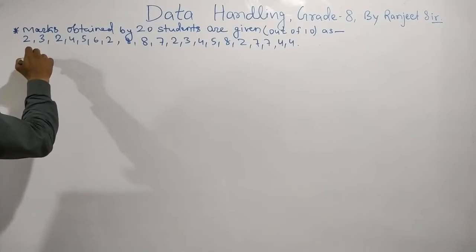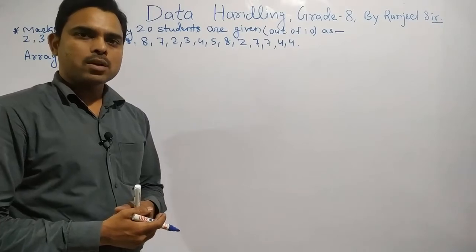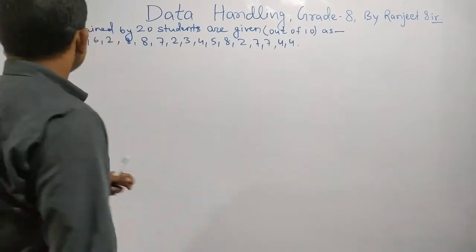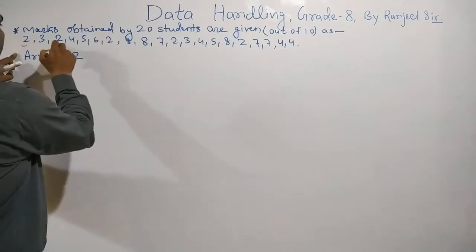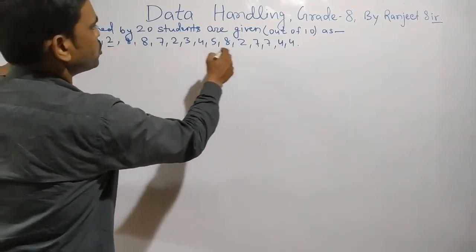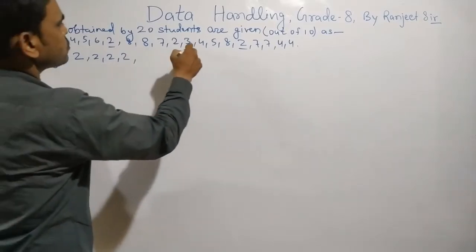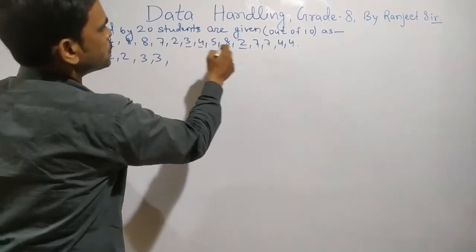First of all, we need to arrange the data in either ascending or descending order, just to know the frequency of this data. So I arrange it in ascending order. 2 is written here, 1, 2, 3, any more 2, 4. So 4 times 2, I write together. Then 3 is there 2 times, so we write that. Then 4 is there 4 times, so we also write that.